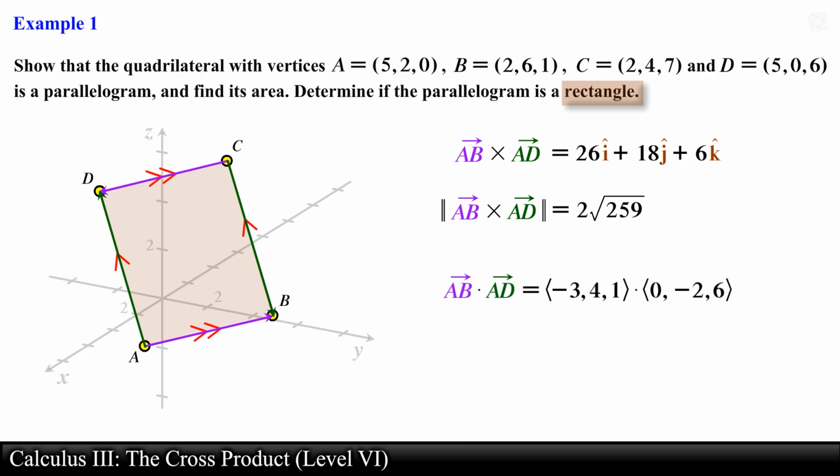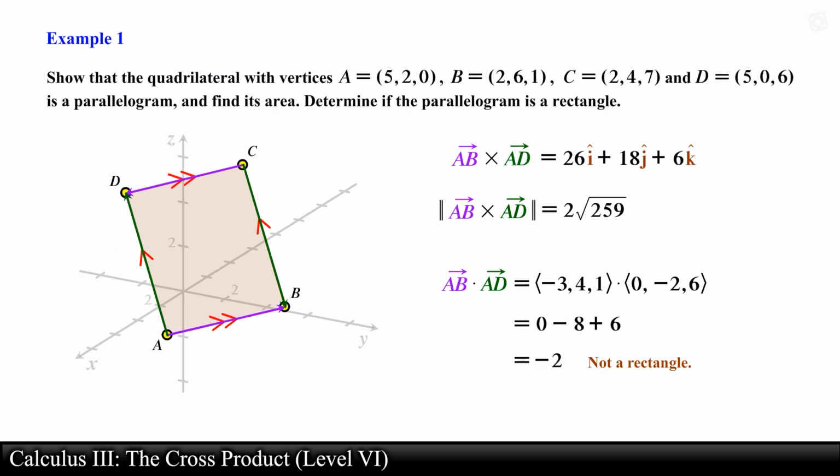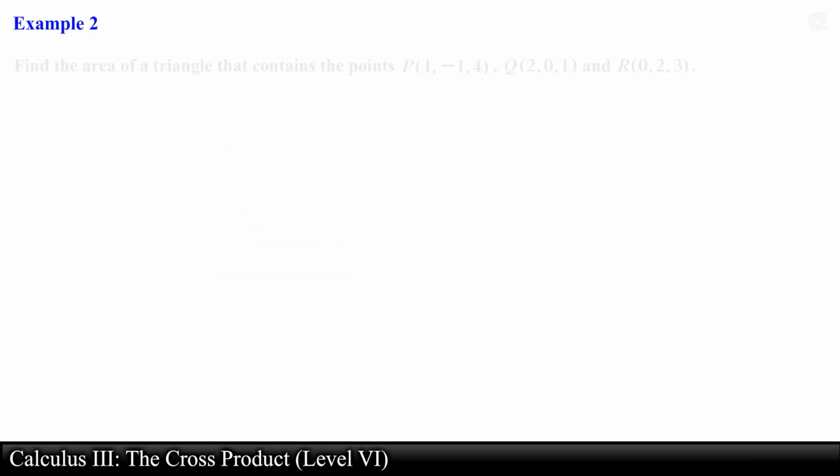same vectors. If the dot product is equal to 0, then the vectors are orthogonal and therefore represent the sides of a rectangle. Computing the dot product, we obtain -2. Since the dot product is not equal to 0, this parallelogram is not a rectangle. Alright, let's try the final example.